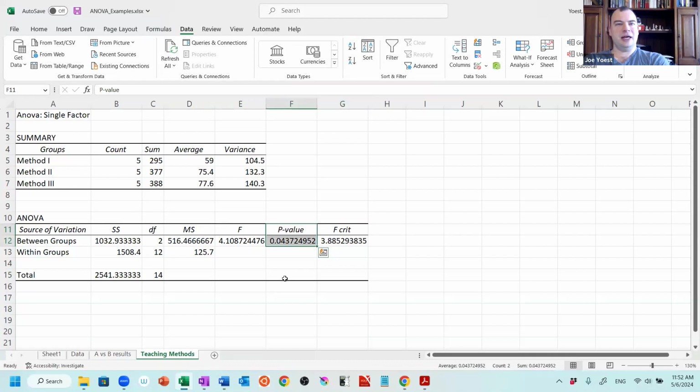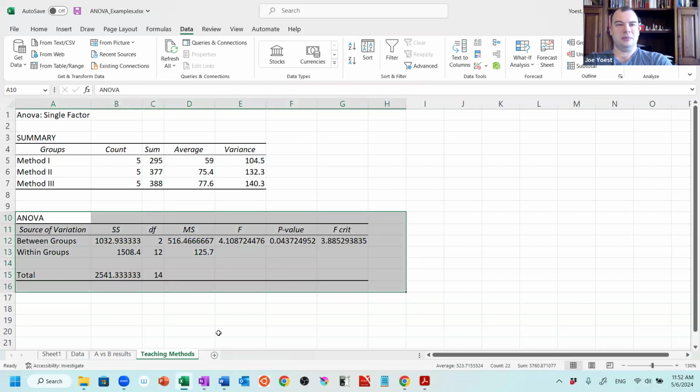Similarly, I look at my p-value. Using a significance level of 5%, the p-value is 4.4% or so. That is less than 5%. That's p is less than alpha. So I would reject the null in favor of the alternative. I would conclude on the basis of this test that at least one of the means is different from at least one of the other means.